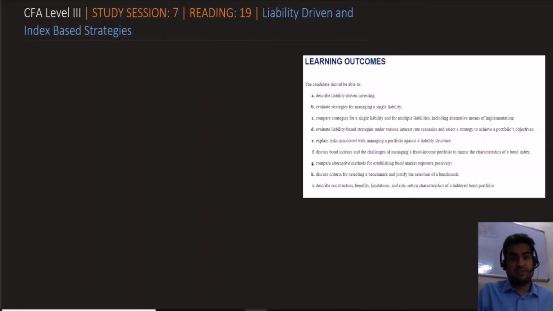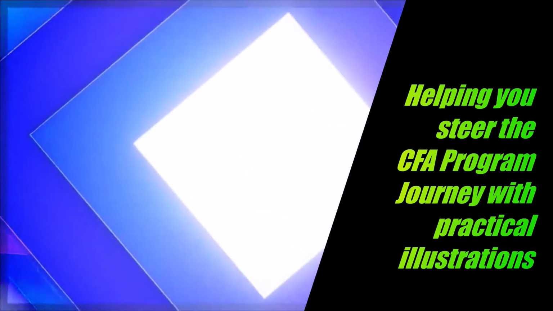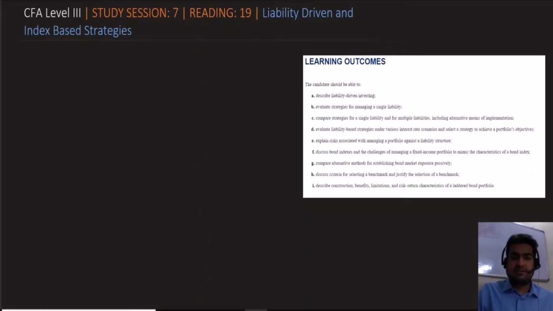So this is Level 3, Study Session 7, and Reading 19: Fixed Income, Liability-Driven and Index-Based Strategies. It's an extensively large reading, so you have to be slightly patient, but it is equally interesting.